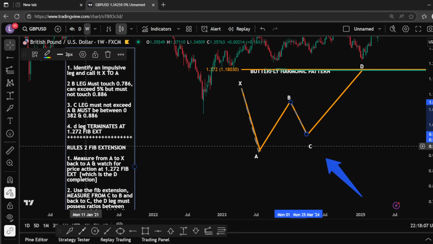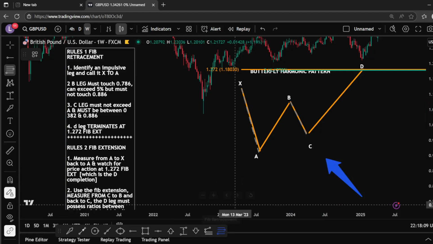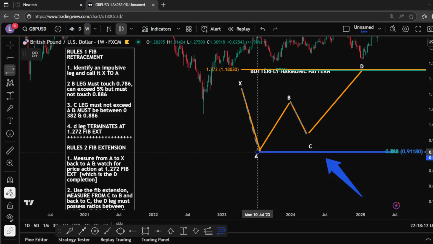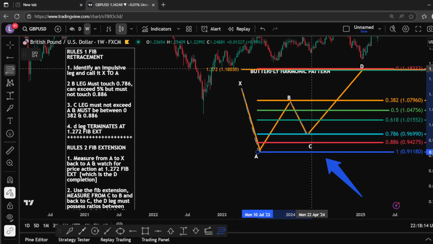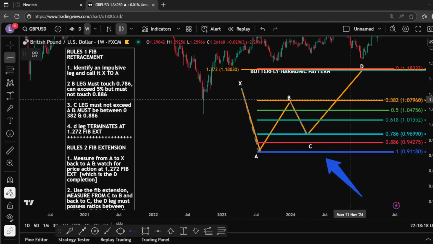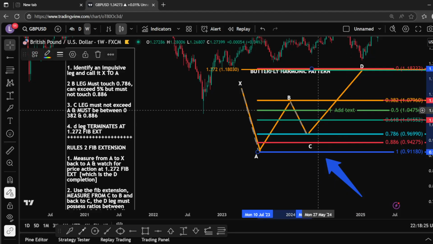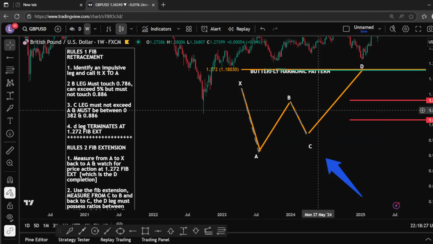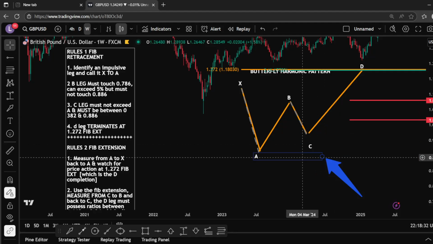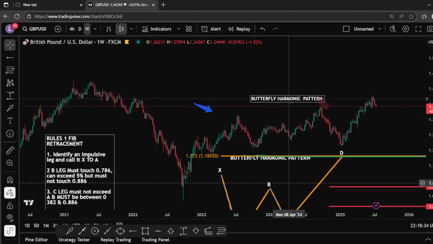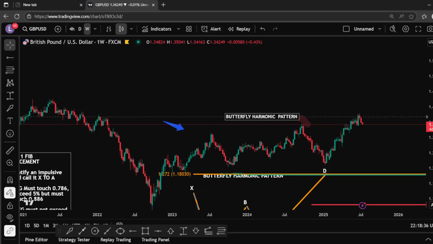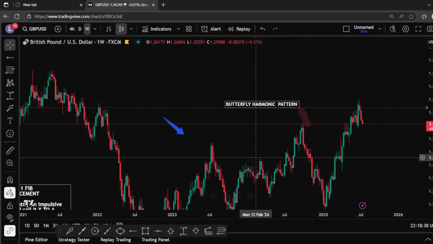To take profit, you take a FIB retracement and you go from A to D completion, and then you've got two take profits. One is at 0.382 and the second is at 0.618. All right, so this is your butterfly pattern in short. All right, so let's go to the chart and I'll show you this pattern on a chart.